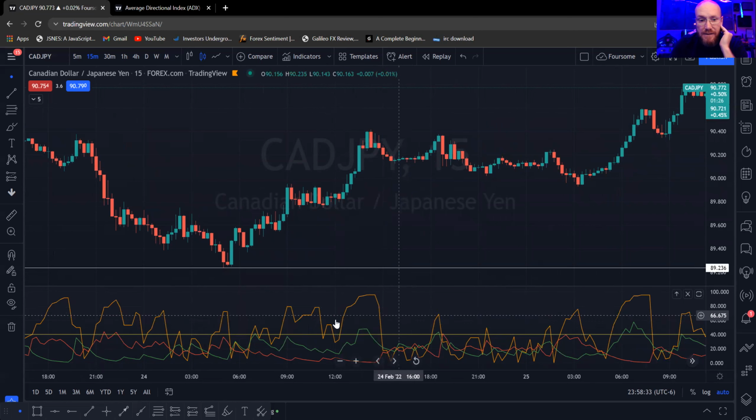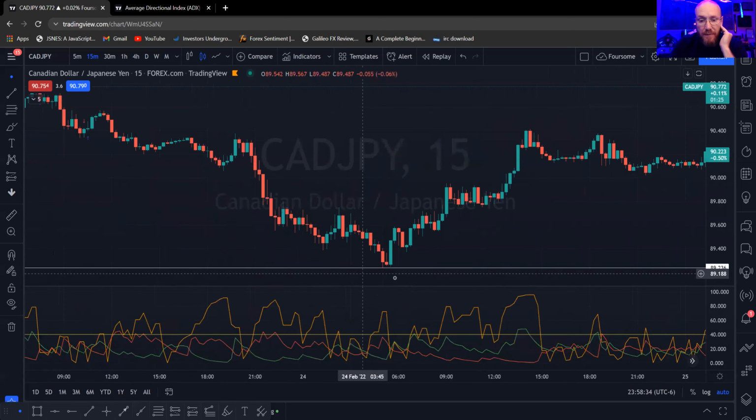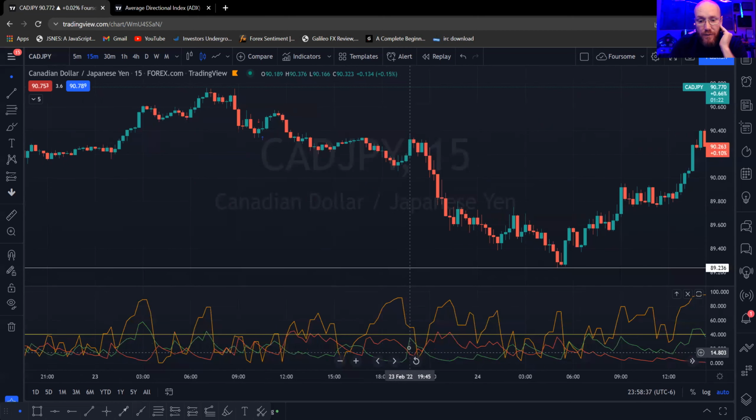Okay. It's the same thing on a sell. Let's go back over here. So the green was in charge, right? It was a buy, but the red crosses through the green here. The ADX goes through the key level, and look here, we got the sell. So it's pretty accurate.